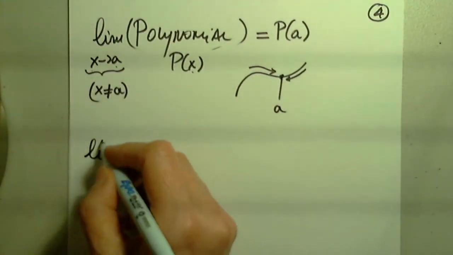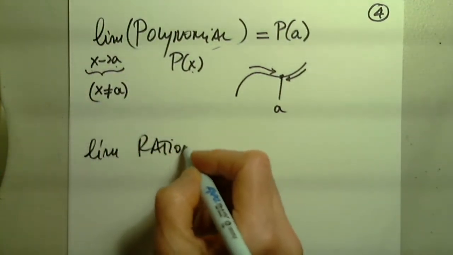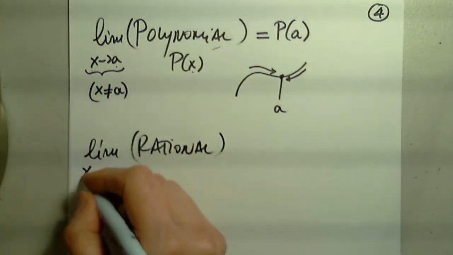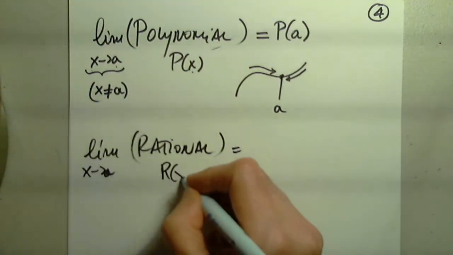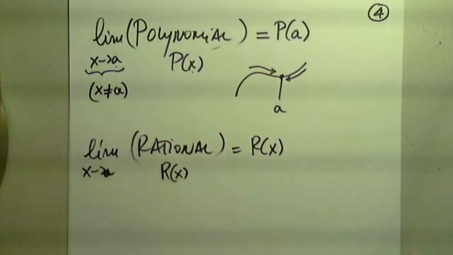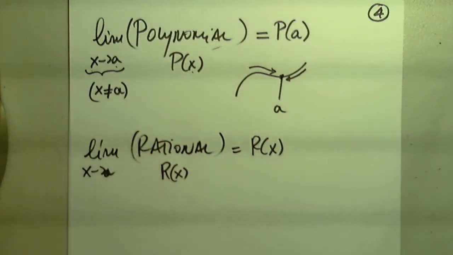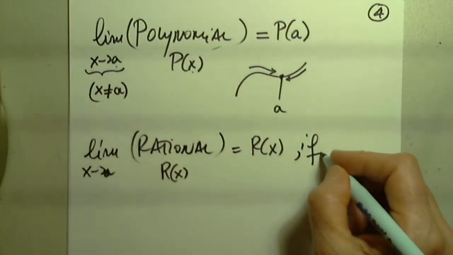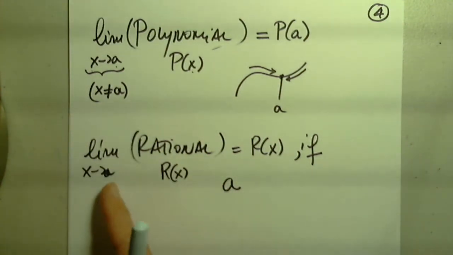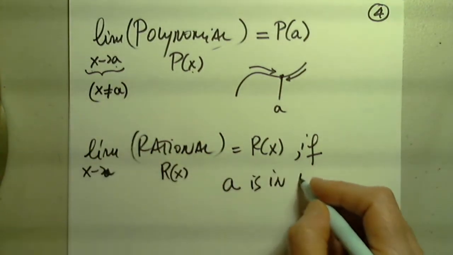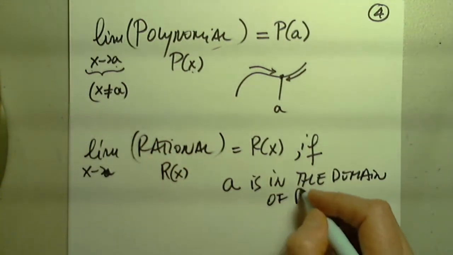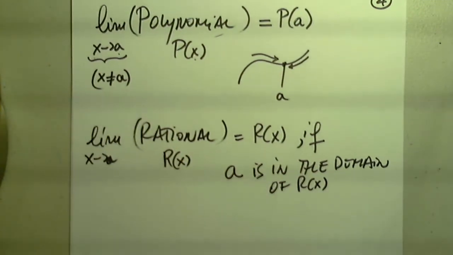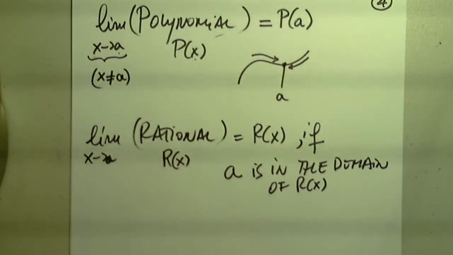Same thing with the limit of a rational function as x approaches a. It's still the rational function. I'm going to call it r of x. It's r of x, but there is an if here, which we had a few minutes ago, right? If a, this number, is in the domain of r of x. So now, keeping these in mind, I'd like to look at a couple of examples.